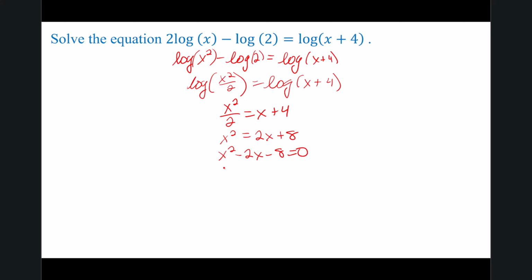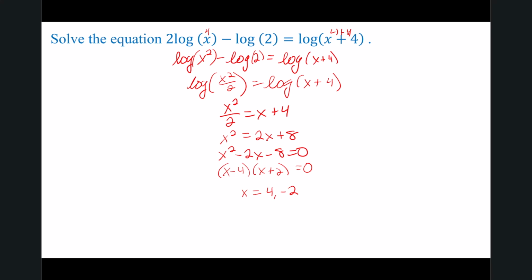And that factors to x minus 4 and x plus 2. So our solutions are 4 and negative 2. Then again, I need to check. If I substitute in 4 for x, then we're taking the log of 4 there. That's totally acceptable. 4 plus 4 is 8. That's also positive. We can take the log of 8.